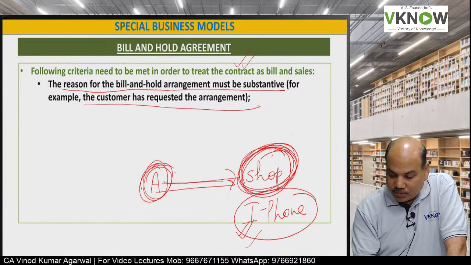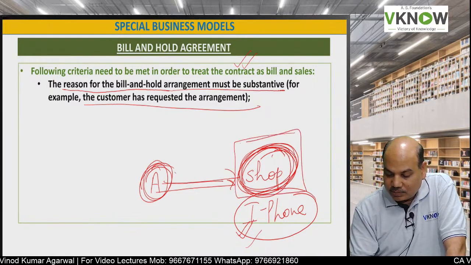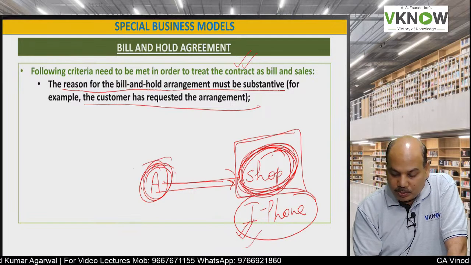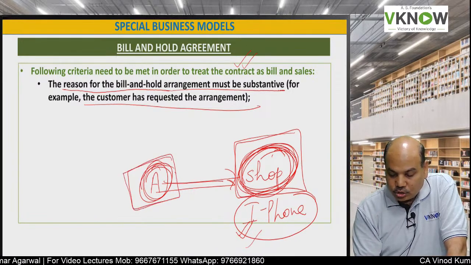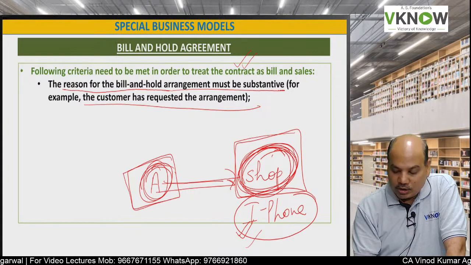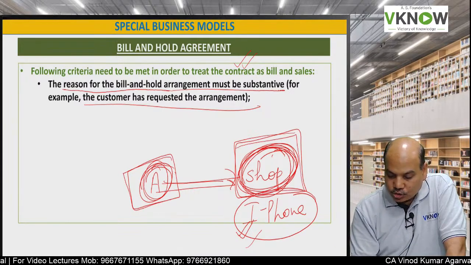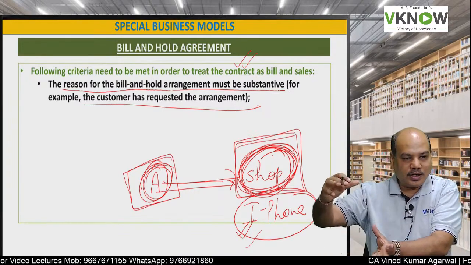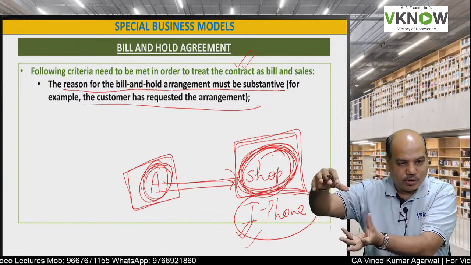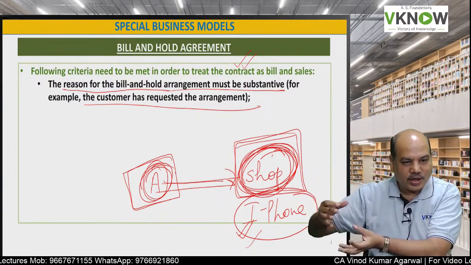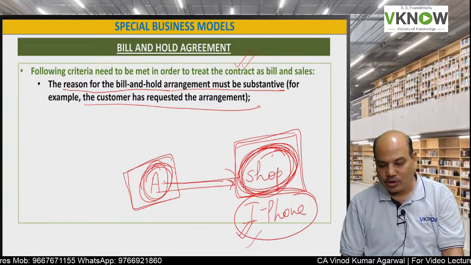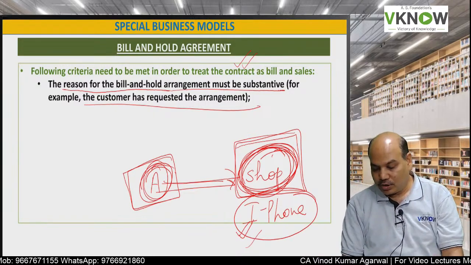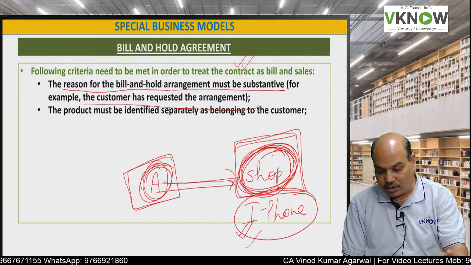Sometimes A has purchased some interior designing product from the shop, but his office is not yet ready where he can install it. So normally he asks the shopkeeper to please keep this interior decorating item with you. Once my office is ready, I'll take it from you. So then it is substantive. The customer has requested the delivery to be delayed.